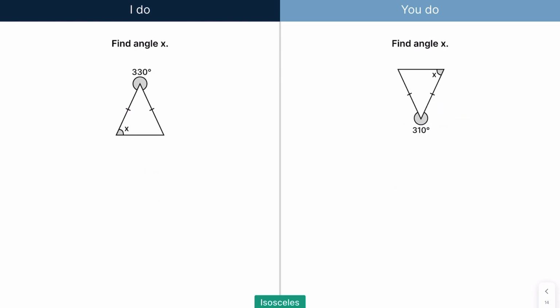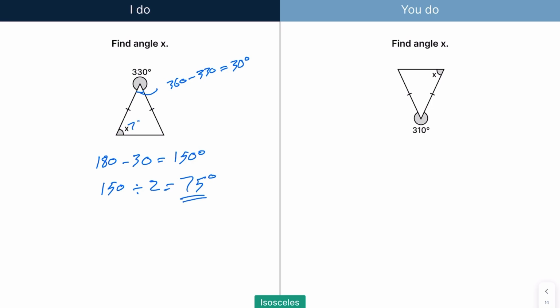Now moving on, we have this example here with an isosceles triangle. What we want to do is find this angle here. Now angles around a point add up to 360, so this is going to be 360 take away 330, which is equal to 30 degrees. Okay, now we know that's 30 degrees, so you can just do 180 take away 30, that gives us 150. So we know that this and this must add up to 150. Since they're both the same, we can just halve this. So we can do 150 divided by 2, and we get 75 degrees for x. So that will be 75 there and 75 on this side.